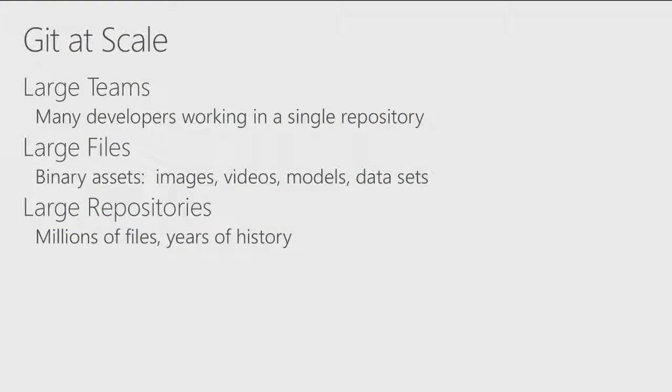When we talk about scaling Git, we talk about scaling Git in one of three ways. First of all, large teams, many developers working in a single repository, pushing to the same branches. We talk about scaling Git to large files, handling large data sets for science or game models. Finally, we talk about large repositories, those that have millions of files over years of history. Each of these have unique concerns that affect how Git handles them. We'll take a look at each one of these.